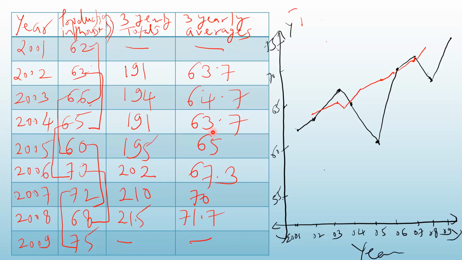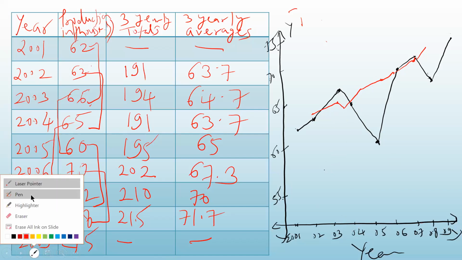Then for 2004, it is 63.7, meaning 64. So 2004, it will come to 63 here. Okay, down. Then 65 for 2005. Then 67.3 here. Okay, then 70 here, and then 71.7 here somewhere. Okay, so you can see the original time series as well as the moving averages.